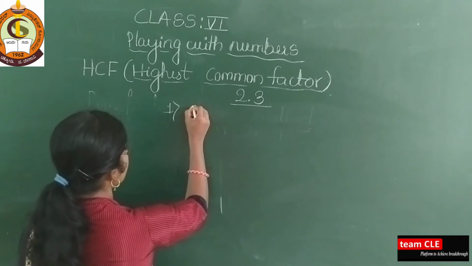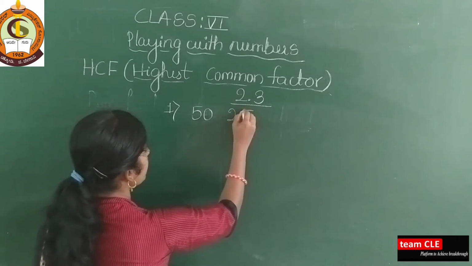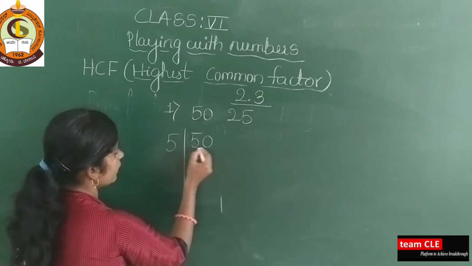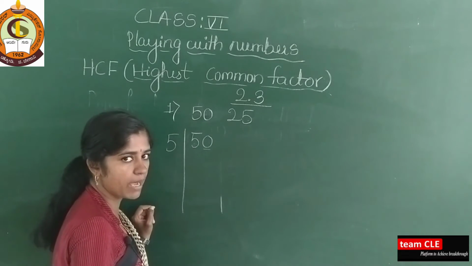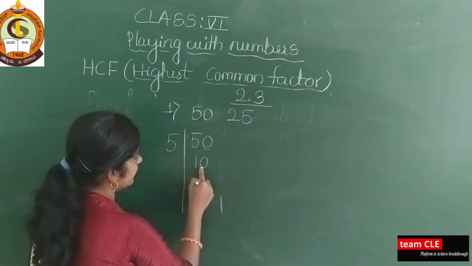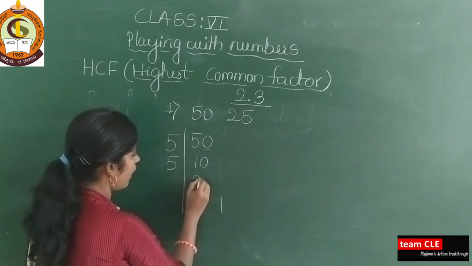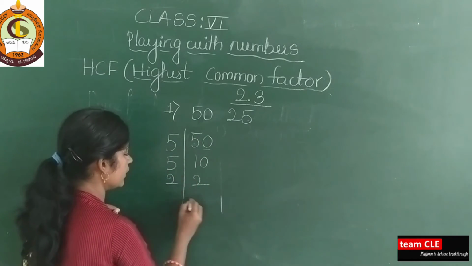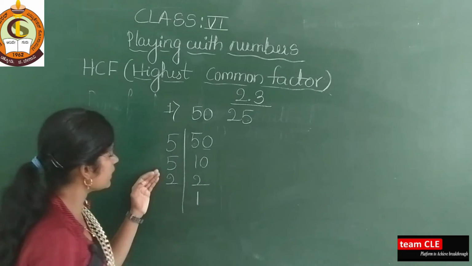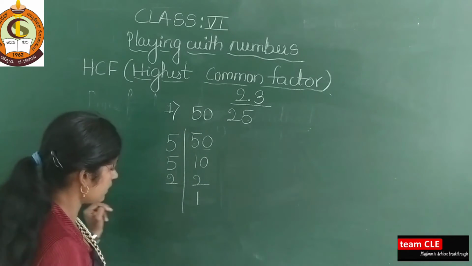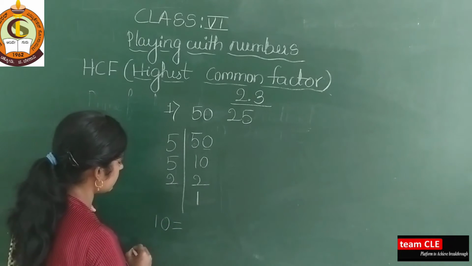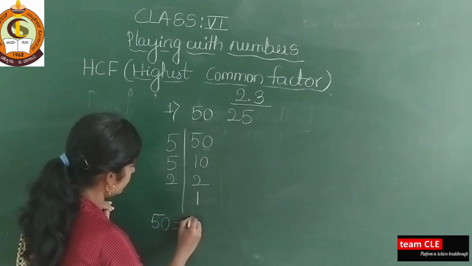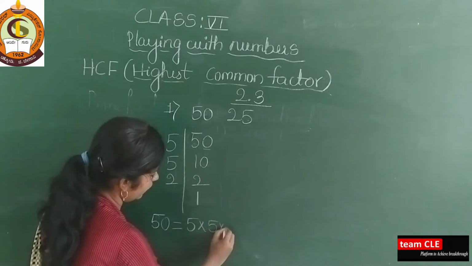50 and 25. So take here 50, divide with 5, because here 0 is there, which means that number is divisible by 5. 5 10's are 50. Next, 5 2's are 10. Again you take here 2. 2 1's are 2. Let us just see here, this 5 and 2 are prime numbers. Therefore the prime factors of 50 are 5 into 5 into 2.